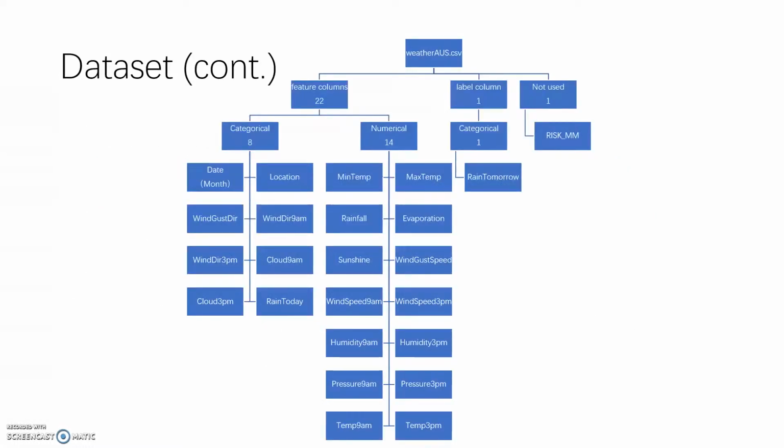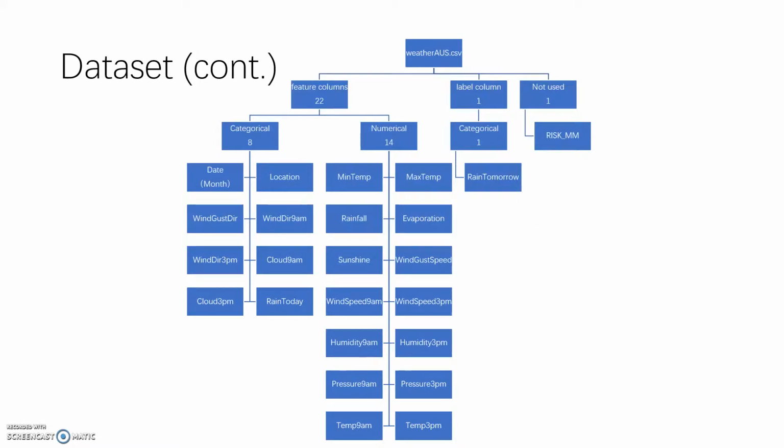As you can see in the diagram, among the 24 data columns, 22 of them are features, on which our predictions are based. And among the 22 feature columns, 8 of them are categorical, and the other 14 columns are numerical. The rain tomorrow column is the label column, which contains values of either yes or no to indicate whether it rained or not in the next day of the day represented by each data row.